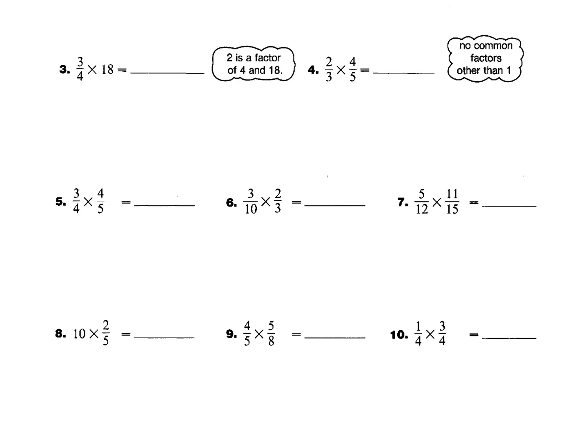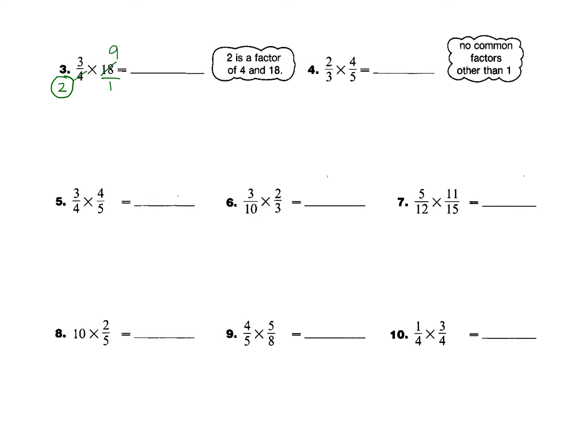Question number 3. 3/4 times 18. First, we rewrite 18 as 18 over 1 because you can only multiply fractions, not fractions and whole numbers. Now we see if we can simplify before we multiply. We can. 4 divided by 2 is 2. 18 divided by 2 is 9.